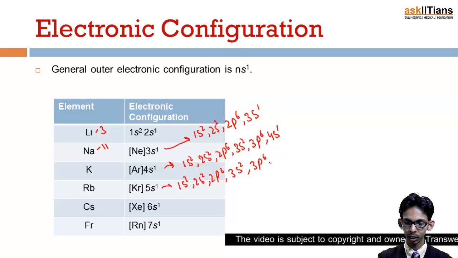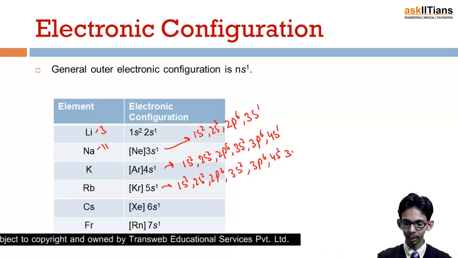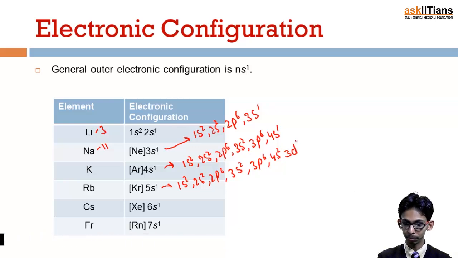In case of rubidium we can write it 1s2, 2s2, 2p6, 3s2, 3p6, 4s2, then 3d10, and then finally it would be 5s1.